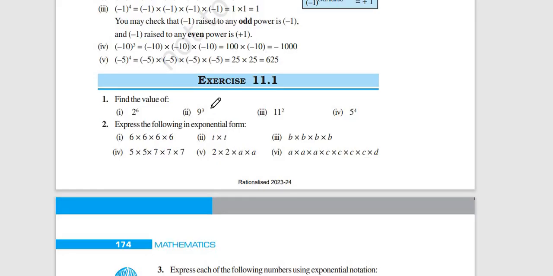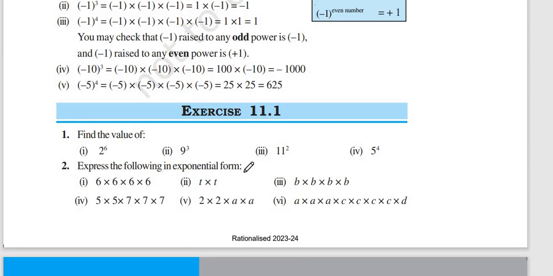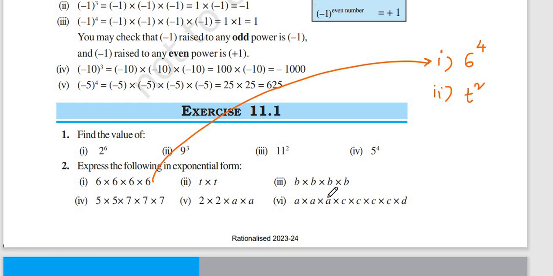Now look at the second question. Express the following in exponential form. Look here, 6 multiplied by 6 multiplied by 6 multiplied by 6. So how to write the answer here? I am writing here only. Question 1 is equal to 6 to the power of 4. Now the second answer, look here, t multiplied by t is equal to t square.